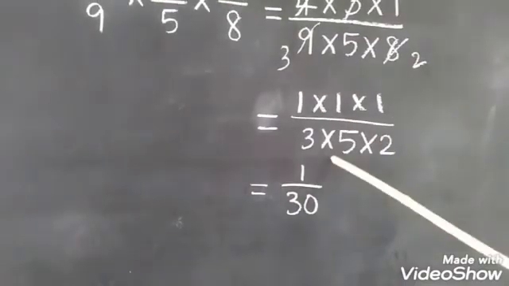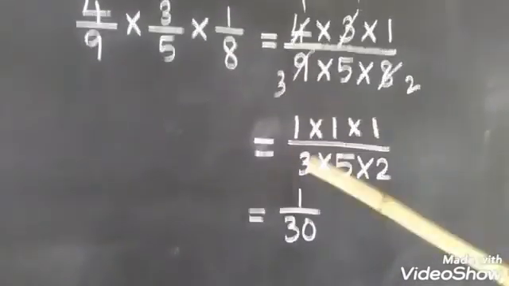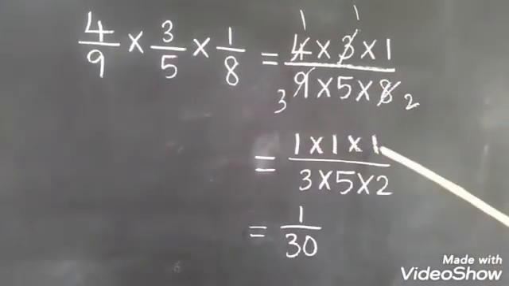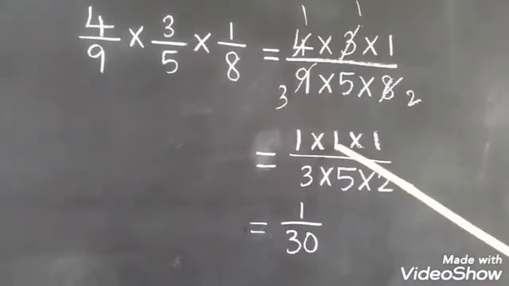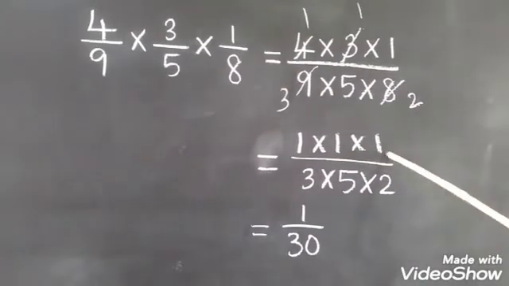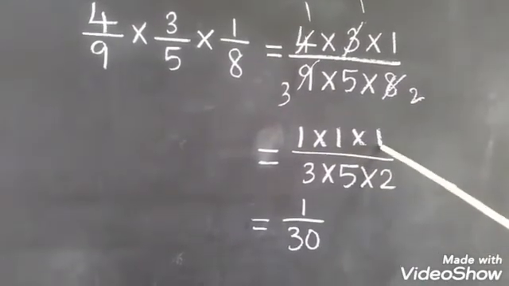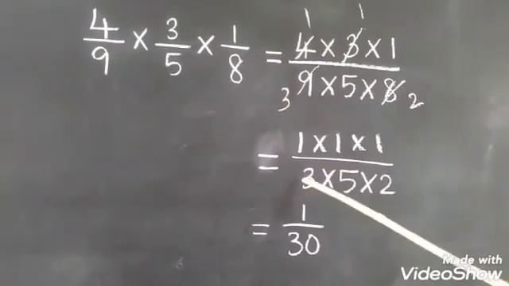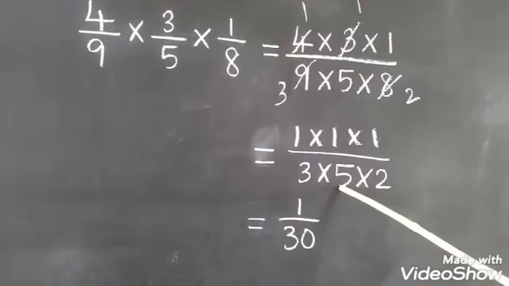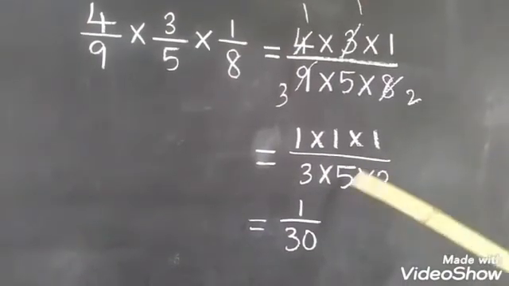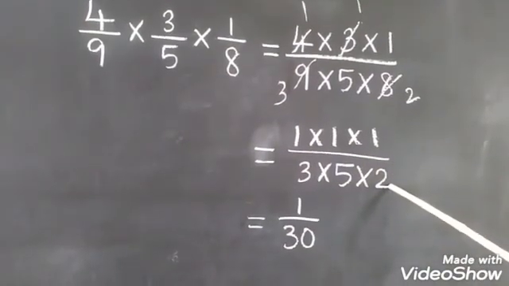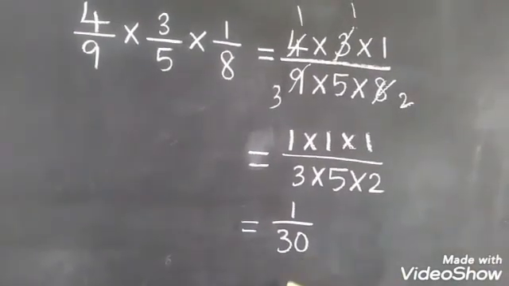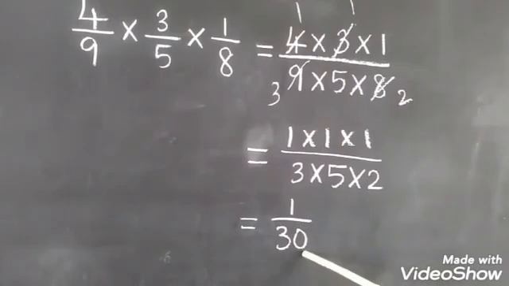Now we have to multiply this. 1 into 1, what will come? Yes, if we multiply 1 3 times means we will get 1 in numerator. And denominator 3 5s are 15. 15 into 2, what will come? Yes, 15 2s are 30. So the answer is 1 by 30. Final answer is 1 by 30.